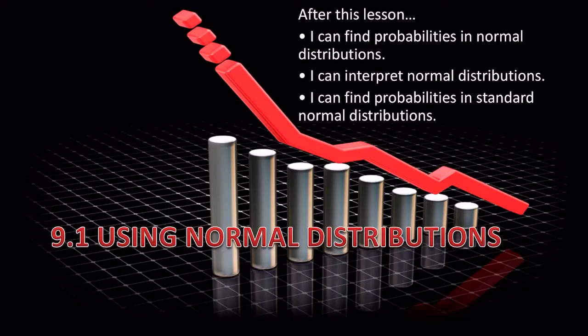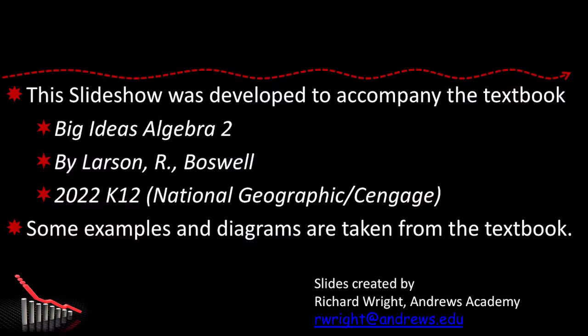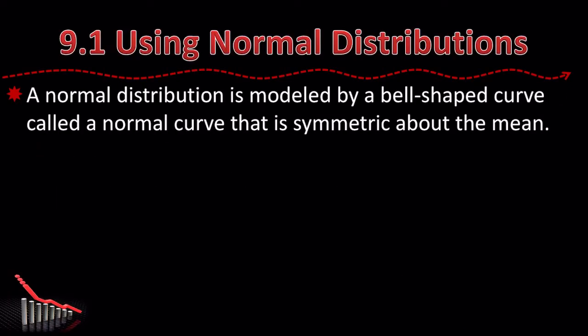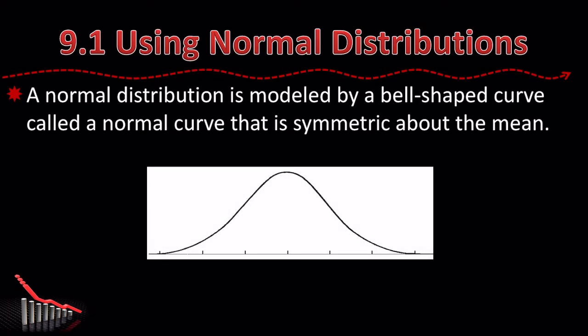Lesson 9.1, Using Normal Distributions. A normal distribution is modeled by a bell-shaped curve called a normal curve that is symmetric about the mean. So in this picture, the mean is right there in the middle. And notice it's the same on both sides.